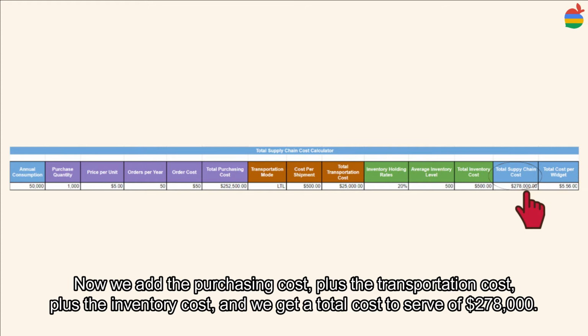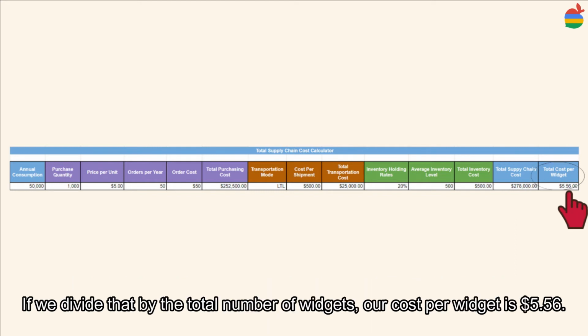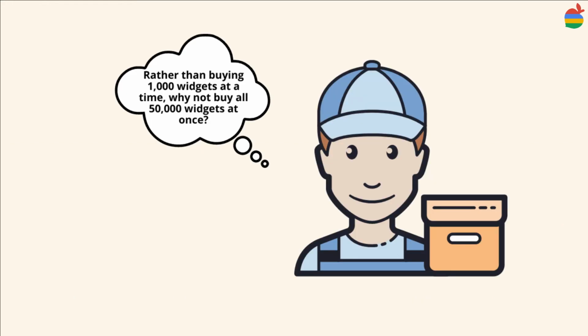Now we add the purchasing cost plus the transportation cost plus the inventory cost, and we get a total cost to serve of $278,000. If we divide that by the total number of widgets, our cost per widget is $5.56.